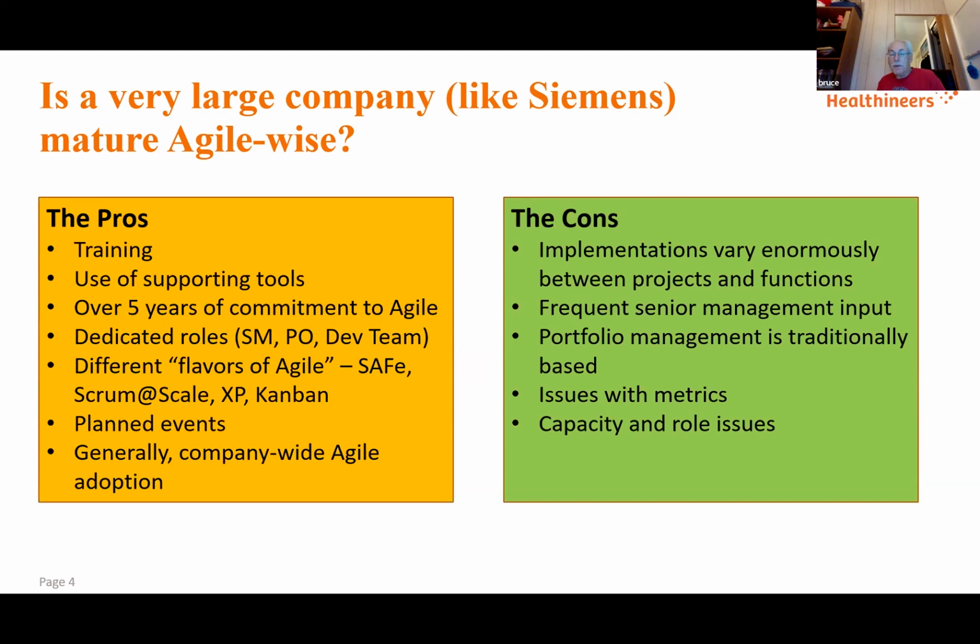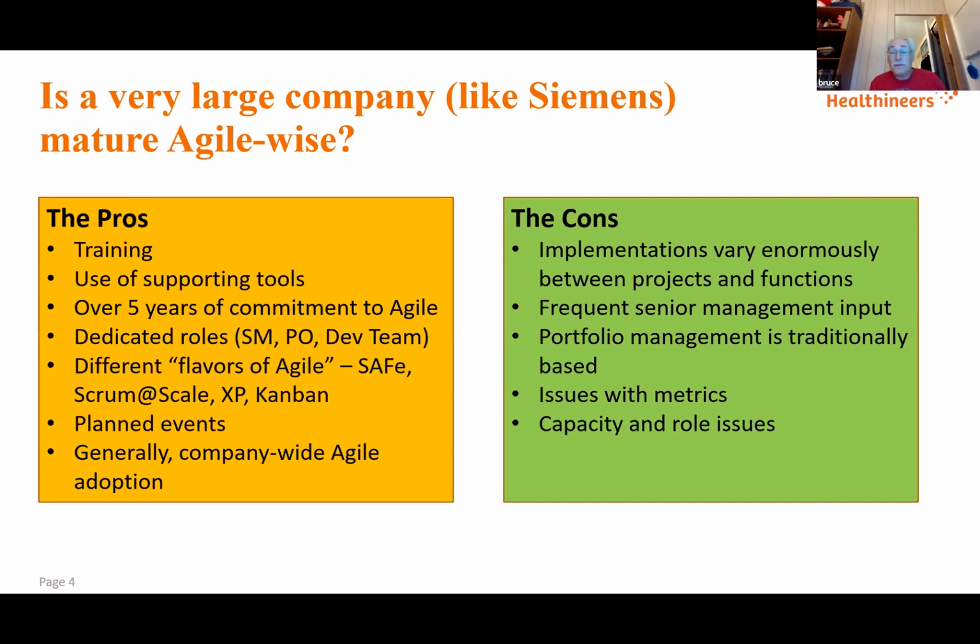And we have people who are dedicated in certain roles, such as Scrum Master, product owner, development team, program and project management, and so on. And we have what I call different flavors of Agile implementations, where some projects might be using scaled Agile, others are using Scrum at scale, or XP, or Kanban, and a number of other things. And when we talk about planned events, those would be your standard 5 events that go with Agile. And generally, it's company-wide Agile adoption. So those are the pros, saying, yes, we are an Agile company, whatever that means.